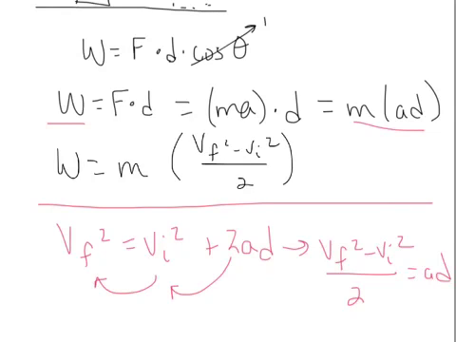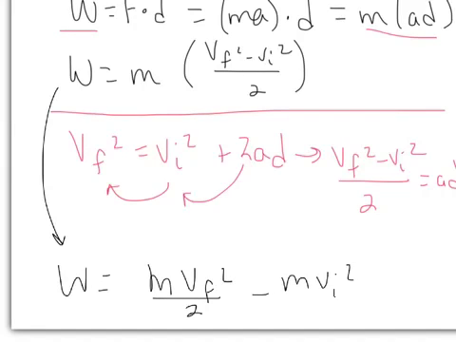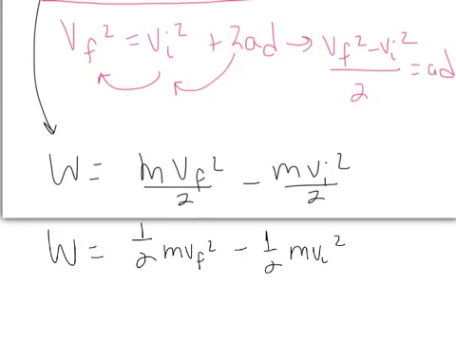And in reality, this is actually m times v_f squared over 2 minus m times v_i squared over 2. Well, that's actually the kinetic energy formula. Remember, the kinetic energy formula is 1/2 m v squared. So this is the same thing as this. If we have a change in our kinetic energies, we can simply write this as follows, remembering that this is really kinetic energy final minus kinetic energy initial.